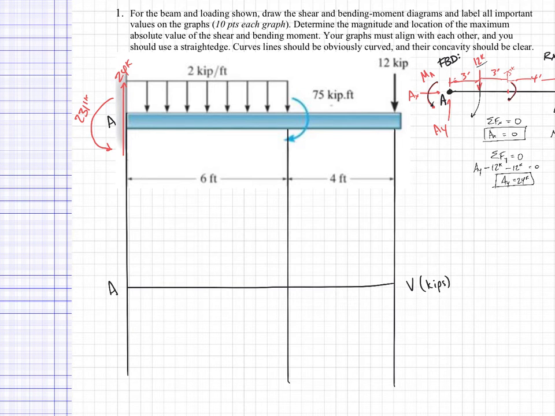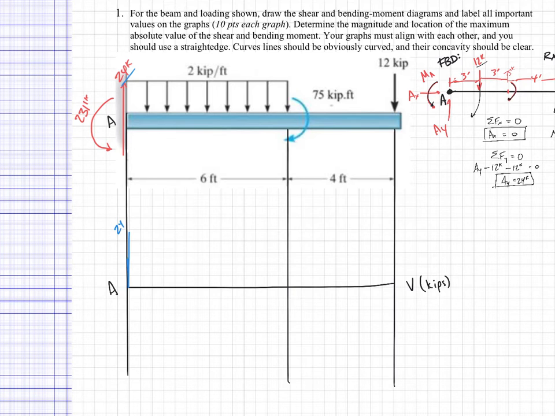Okay, so now I'm going to do the area here. A is where we start, so I'm going to start from A and work to the right. I'm just going to do everything that this thing tells me to do. The first thing it tells me is to go up 24 kips. So I'm going to go up 24 kips. I'll use each square to be 5, so that's going to be about right there. So I'm going to put a number 24 right there.